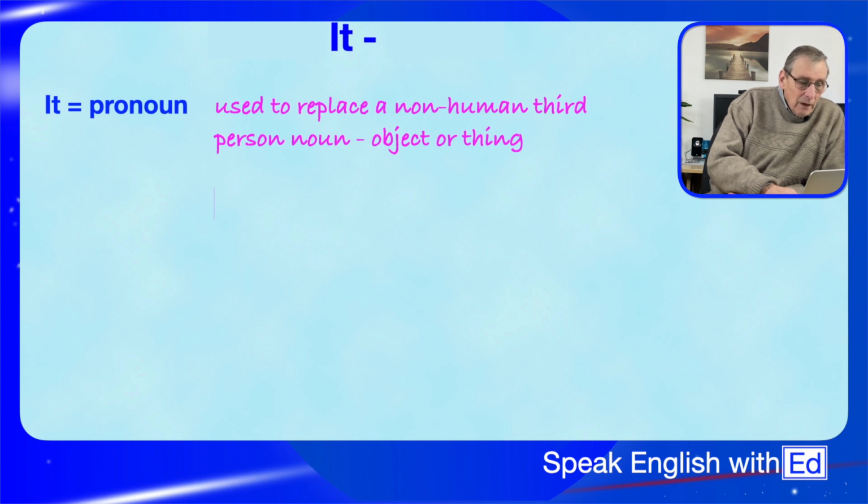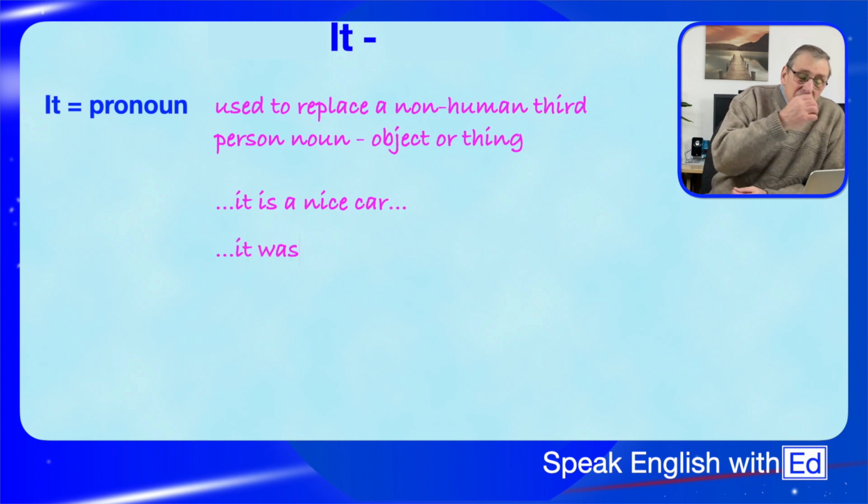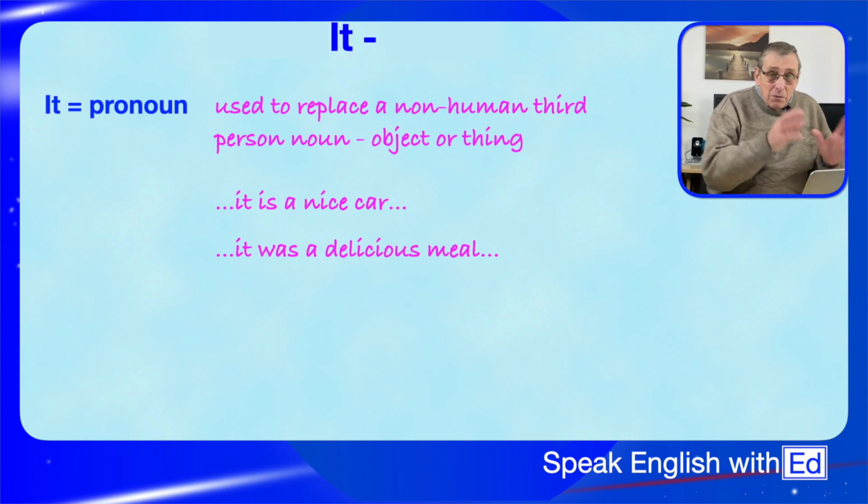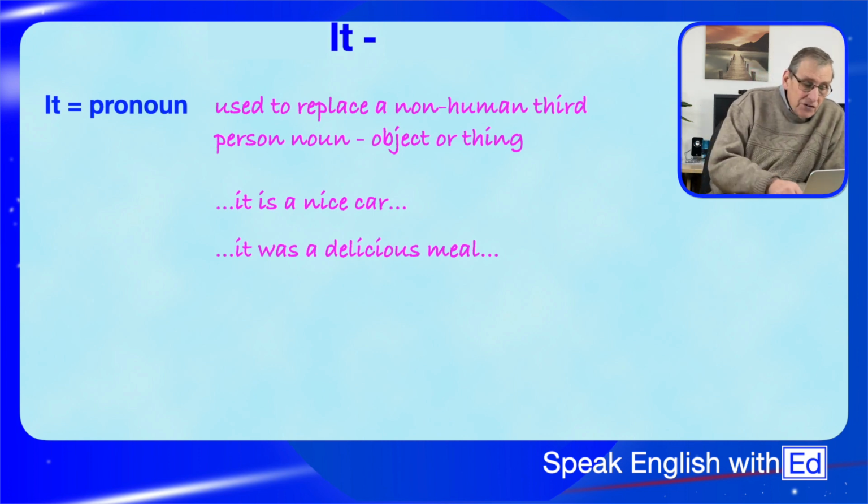You can say, it's a nice car. It can be used to describe the car. Or it was a delicious meal. Now you're talking about a meal. It's a subject you've already established. You're talking about the meal. So you can say it was a delicious meal.